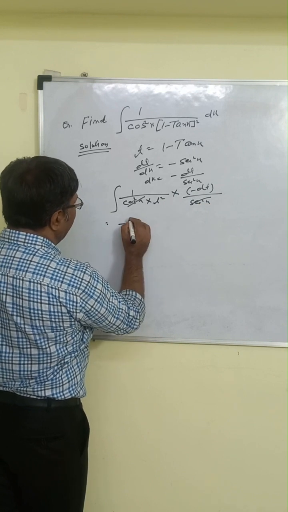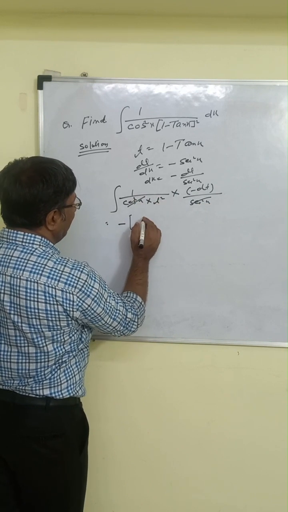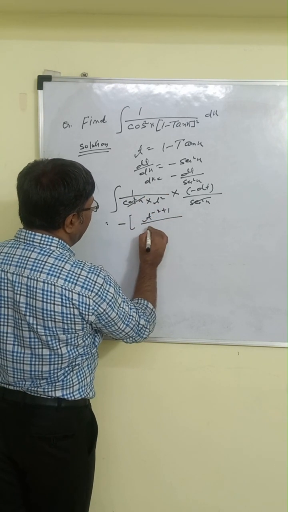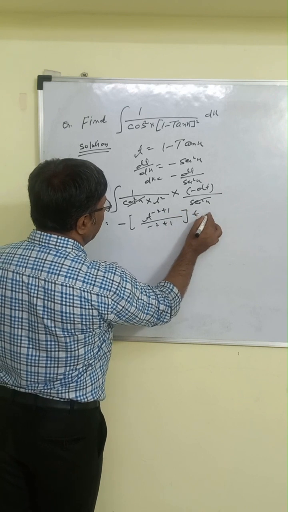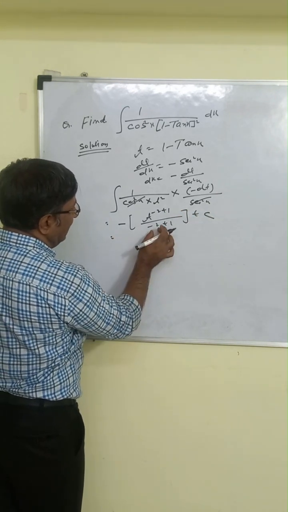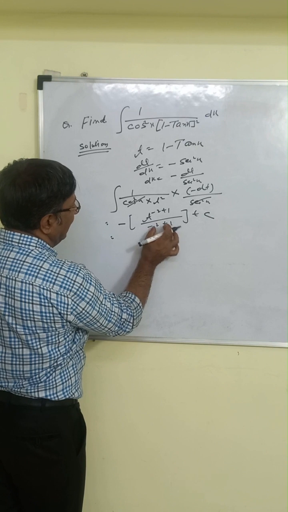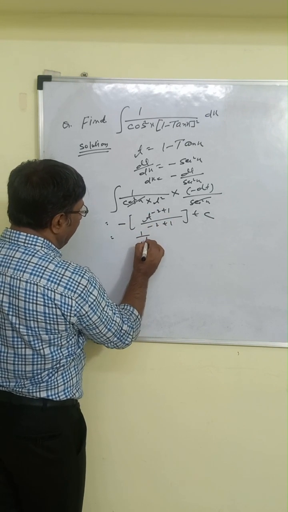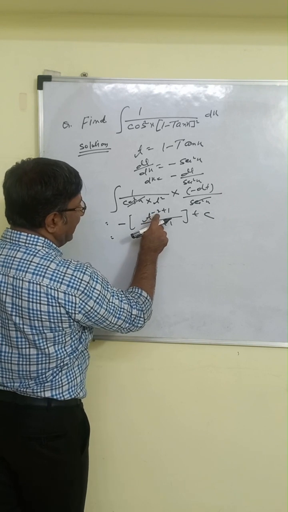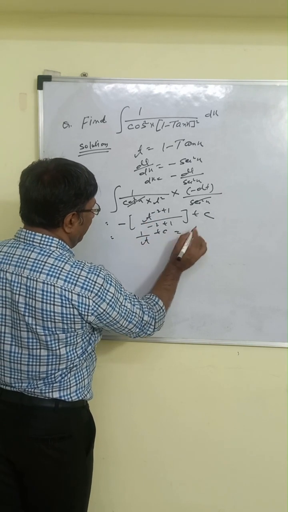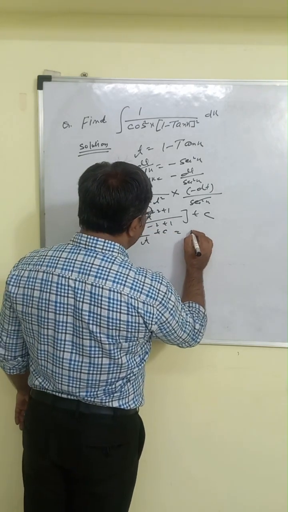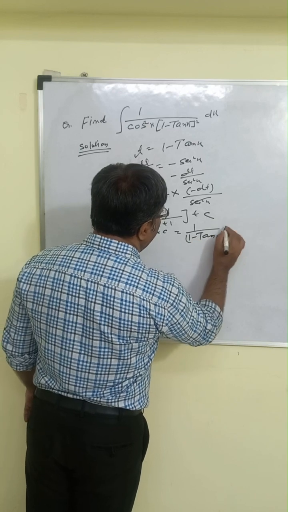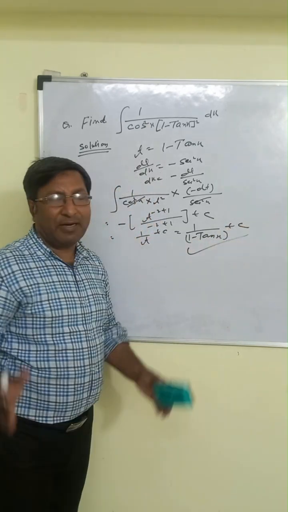So the integration of 1 by t square, that is t to the power minus 2, will be t to the power minus 2 plus 1 over minus 2 plus 1, plus c. So our correct answer is: minus 2 plus 1 is minus 1, and here also minus, so minus minus is plus. So we will get 1 by t plus c. So t is 1 minus tan x, so we can write 1 upon 1 minus tan x plus c. This is our correct answer.